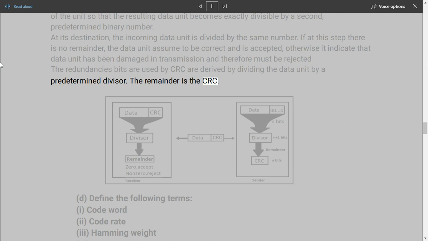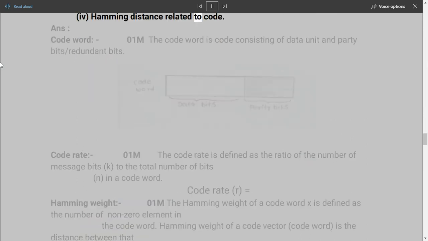D. Define the following terms: 1. Code word. 2. Code rate. 3. Hamming weight. 4. Hamming distance related to code. ANS: code word, 1 mark. The code word is a code consisting of data unit and parity bits, or redundant bits. Code rate, 1 mark. The code rate is defined as the ratio of the number of message bits, K, to the total number of bits, N, in a code word.